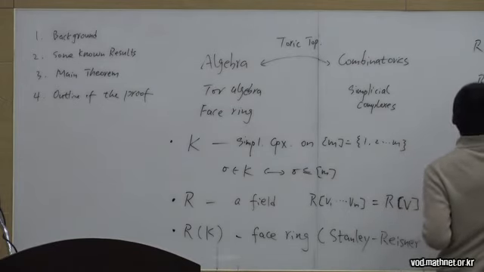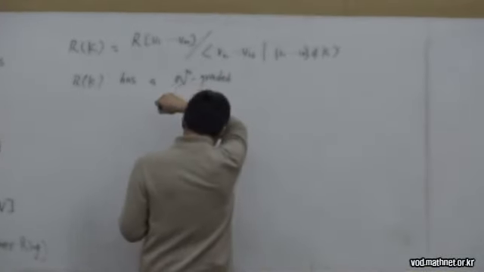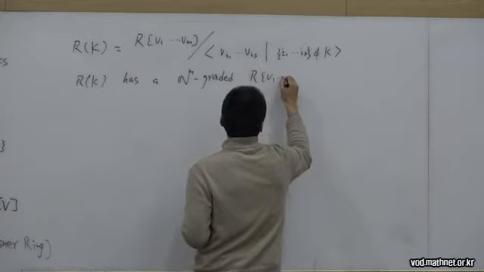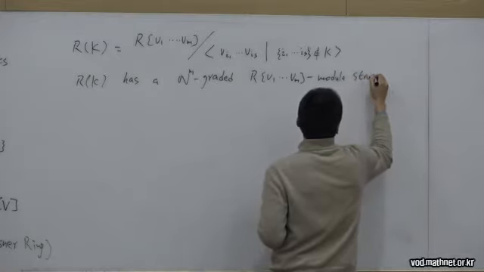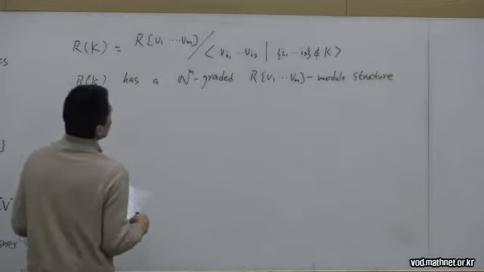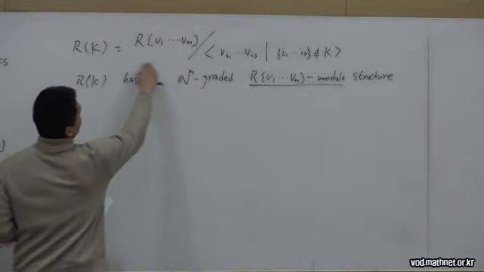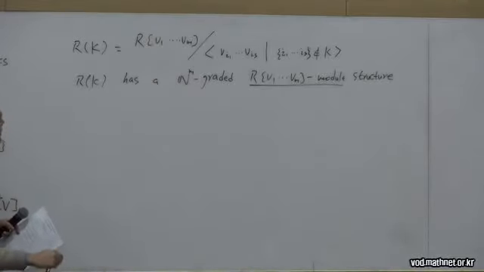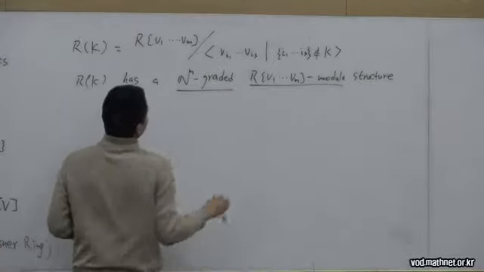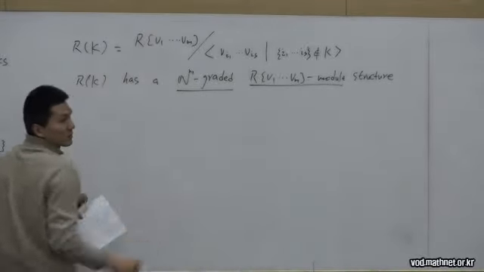And R[K] has a natural N^m-graded R[v]-module structure. This module structure is obvious from this definition. So the polynomial ring can naturally act on the face ring R[K], and there's a natural N^m grading inherited from this polynomial ring also.